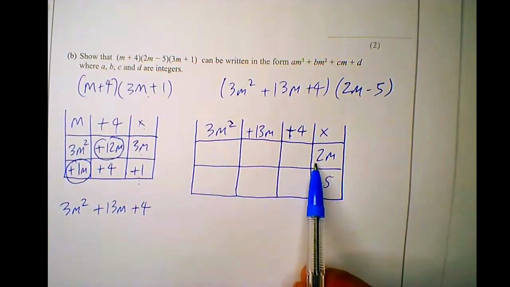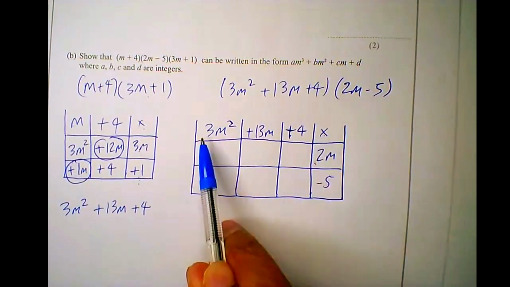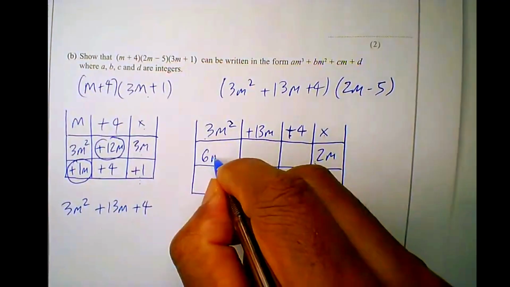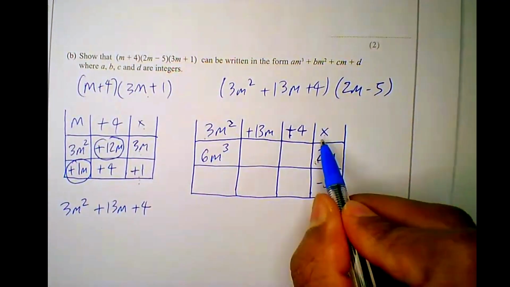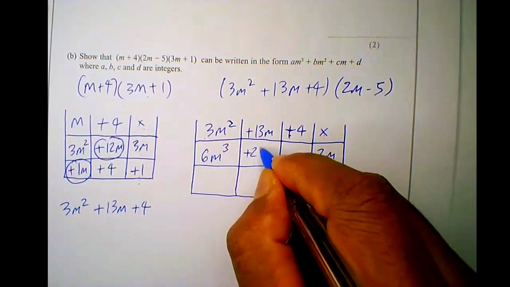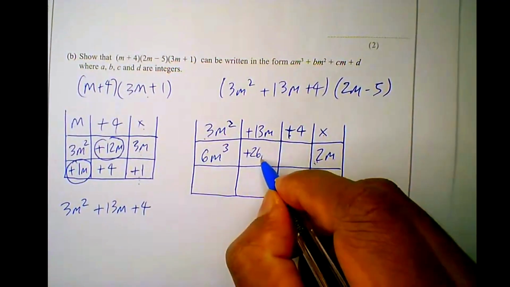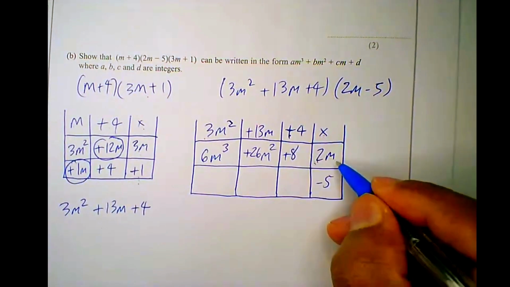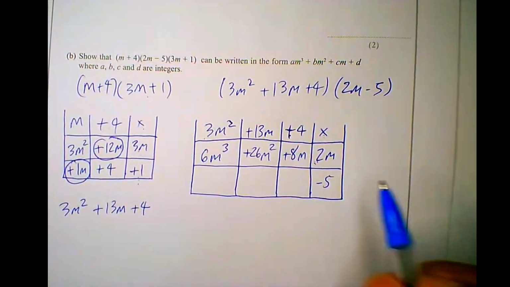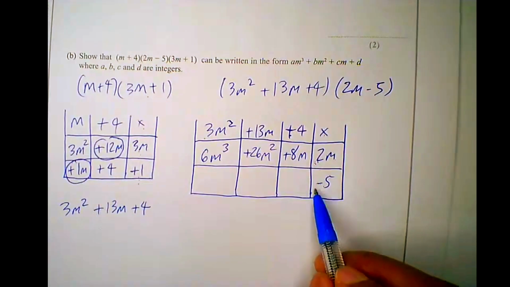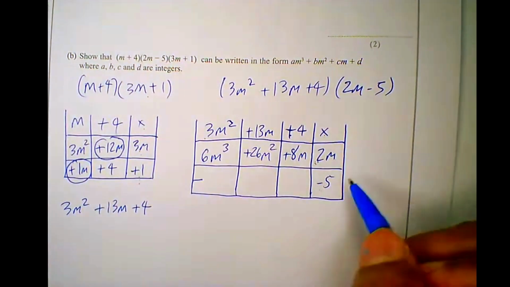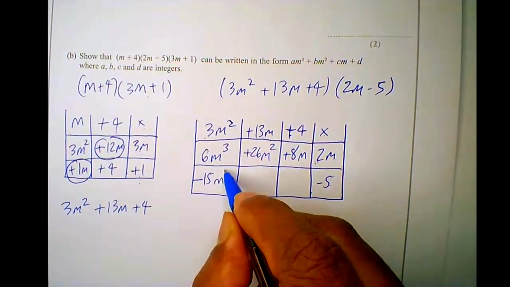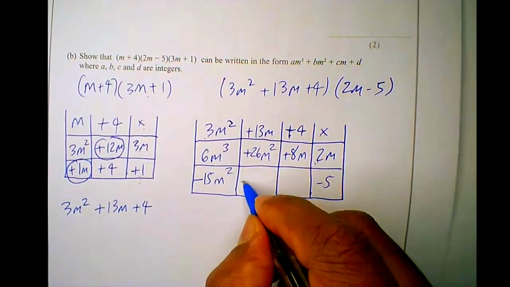Okay, now 2m times 3m squared, so 2 times 3 is 6. M times m squared is m cubed. 2 times 13 is 26. M times m is m squared. 2 times 4 is 8. Got my m term there. Now I'm dealing with negatives, so negative and a positive is a negative. 5 times 3 is 15, m squared.